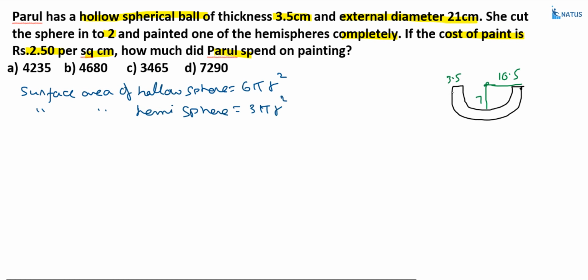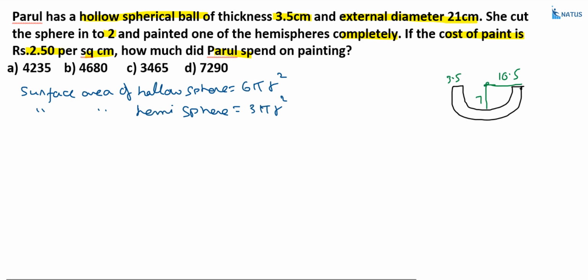If you observe, there are two hemispheres, the outer one and the inner one. Here we require the total painted area, that is the outer side and the inner side also. So we will find out first the outer side plus inner side. What is the outer side radius? That is equal to 10.5 centimeters. What is the radius of the inner side? That is equal to 7 centimeters, right?